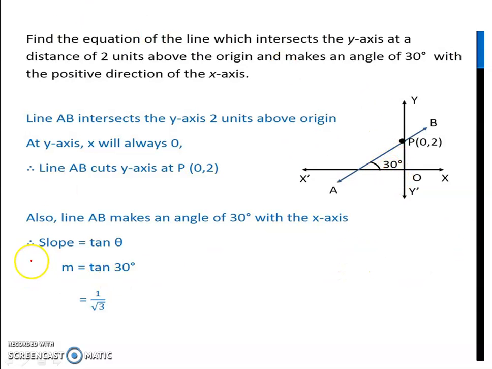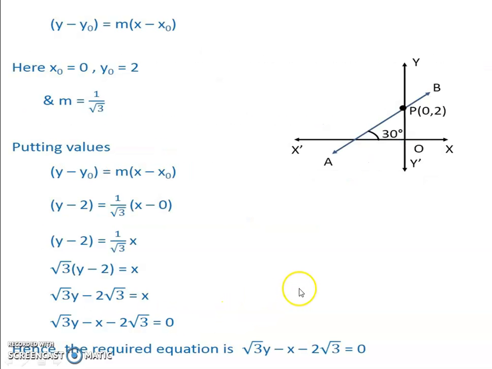From this, we know that if the inclination is given, then the slope is m = tan theta. So m = tan 30, which is 1 upon root 3. We know that y - y0 = m(x - x0), that is, y - y1 = m(x - x1). Here x0 is 0, y0 is 2, and we put m = 1 upon root 3.